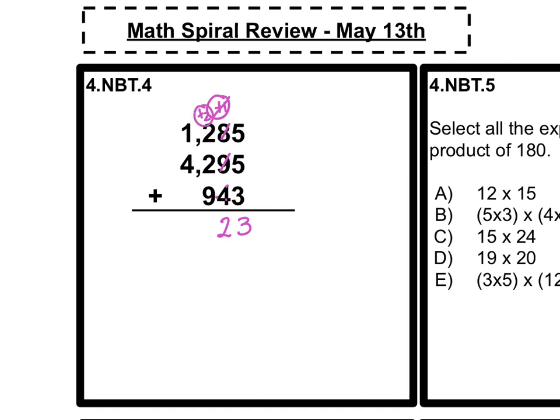2 plus 2 plus 2 is 6, and 6 plus 9 is 15. Put down the 5, regroup the 1. 1 plus 1 is 2, and 2 plus 4 is 6. So the answer is 6,523.